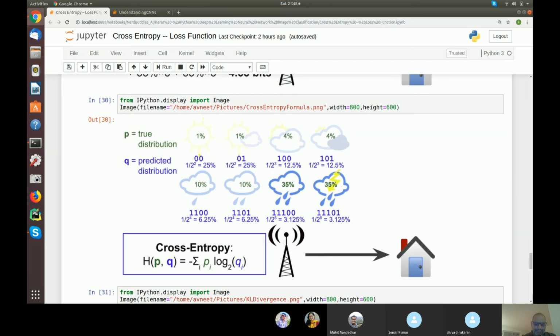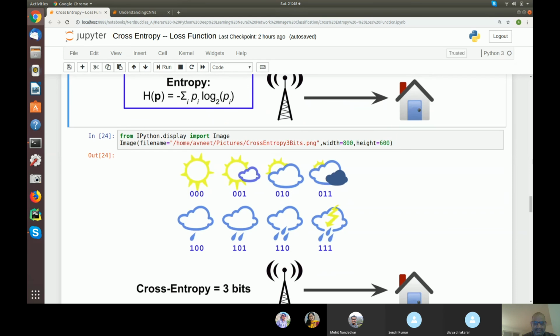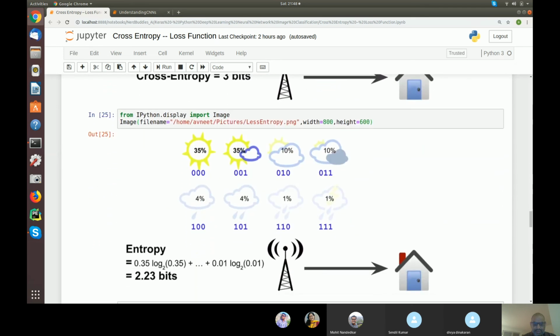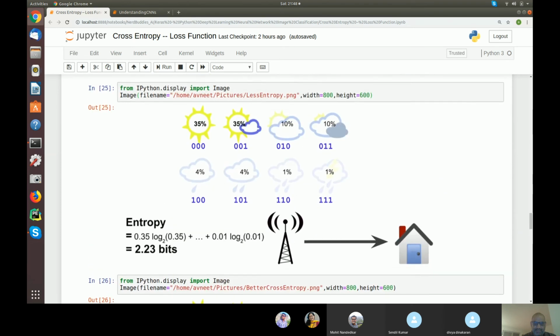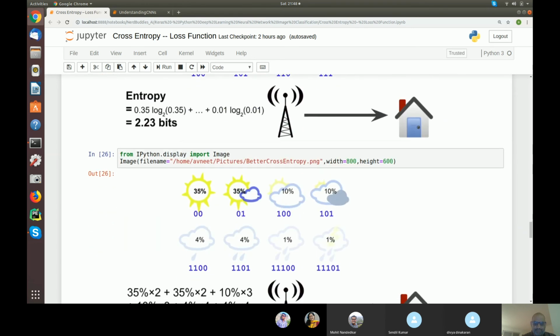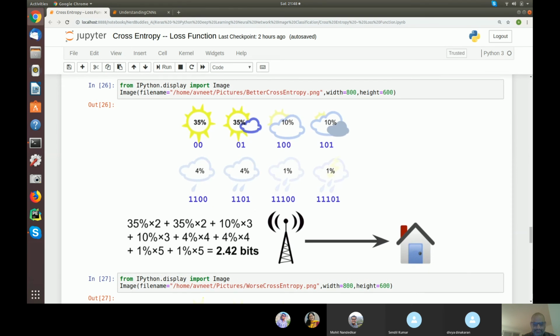So essentially, like we saw in the first case, where all of them were equally likely and we had that knowledge, the entropy and the cross entropy were the same, which was 3. In the second case, there was a bigger difference. The cross entropy was 3, but the entropy was 2.23. Then we used the knowledge that the first 2 events are very likely, and we made the message length smaller to 2 bits for the first 2 events which were very likely. That reduced the cross entropy to 2.42.